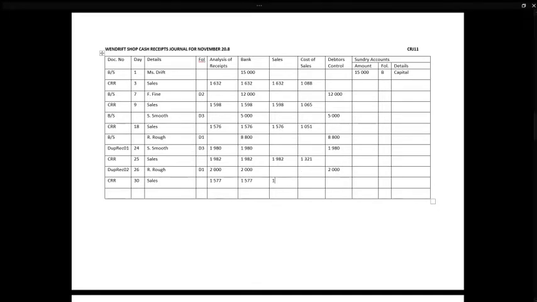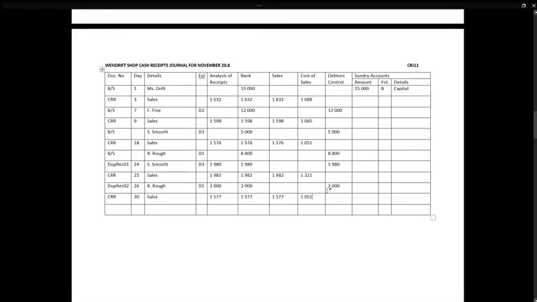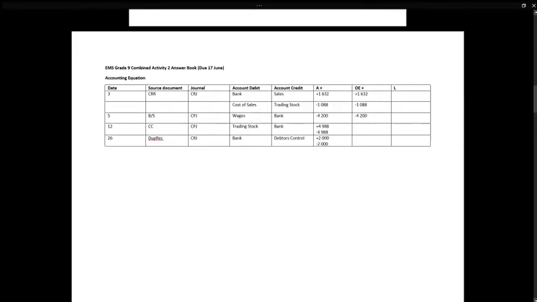The reason I received this money is because of sales. To make money, I had to spend money. Cost of sales 1,051 Rand. Right, so last transaction.